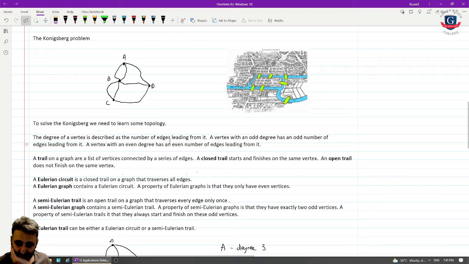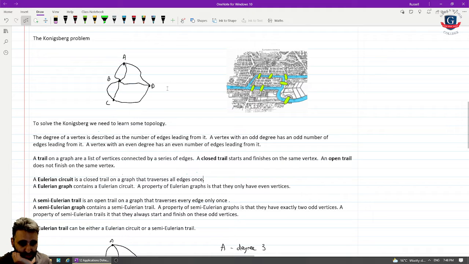Now, specifically, an Eulerian circuit is a closed trail, a trail that finishes where it starts, that goes through all the edges. So it would have to go through that one, this one, that one, and that one. Once. I should put that in here. That traverses all edges once. An Eulerian graph, this whole thing here, contains an Eulerian circuit. So the Eulerian circuit is the actual path, the Eulerian graph is the diagram.